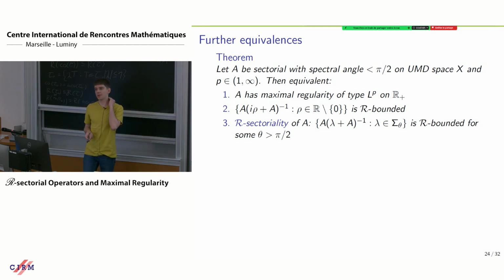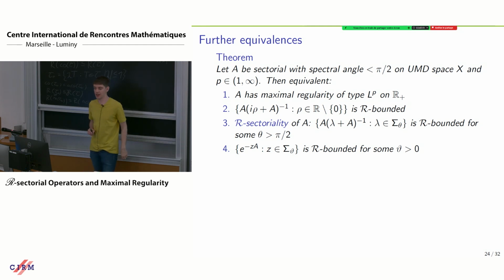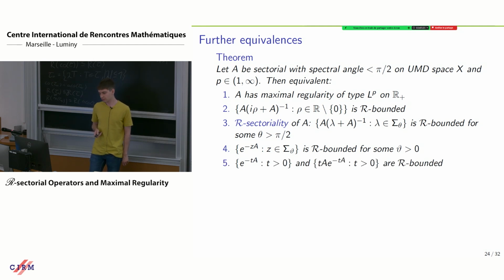And another property that turns out to be equivalent is the following. We can also relate this to the semigroup being R-bounded, now on some sector that is possibly small. And this can in turn then be related to the semigroup on the real line being R-bounded. So yeah, this is the semigroup on the real line. This should be R-bounded, but then we need a second condition. Also tA times the semigroup should be R-bounded.